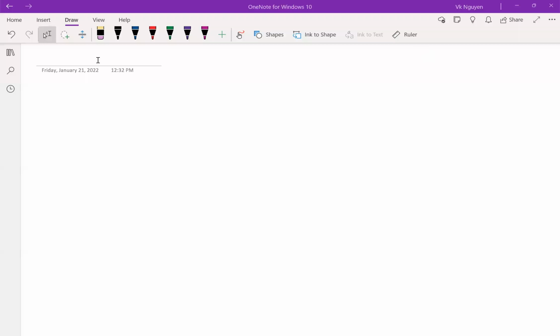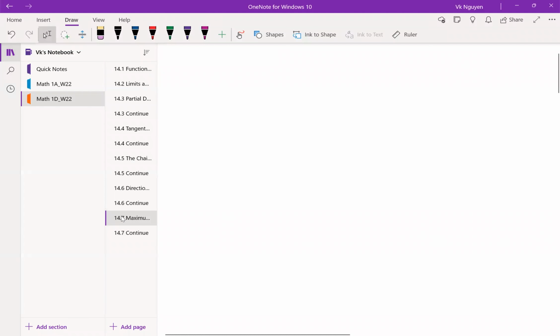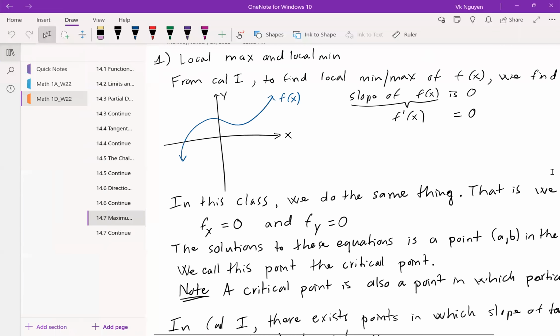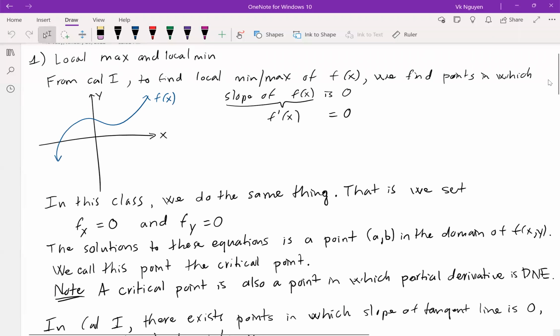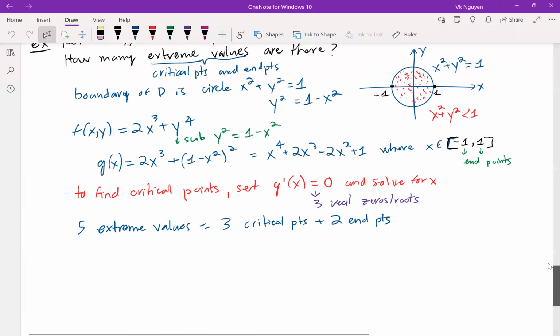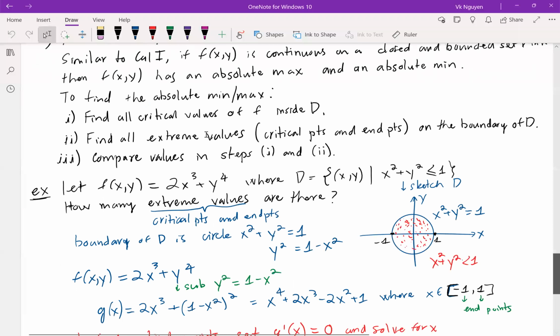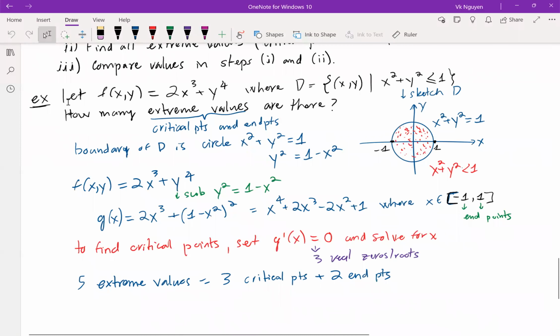All right, we're gonna be moving on and finish the section 14.7. So last time we talked about this example, but we haven't finished it. Just a little bit about this one. So today we're gonna work it out.